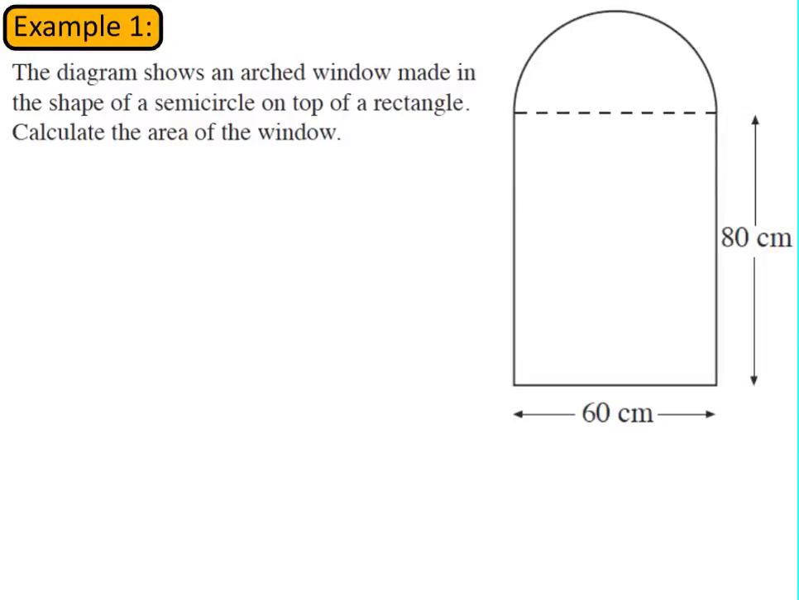So let's work out the rectangle first. That one's easy. If we're doing this in terms of centimetres, then we've got 60 multiplied by 80, which is 4,800 centimetres. That's easy. Now we're going to work out the semicircle. Now the semicircle has a radius of 30 centimetres.